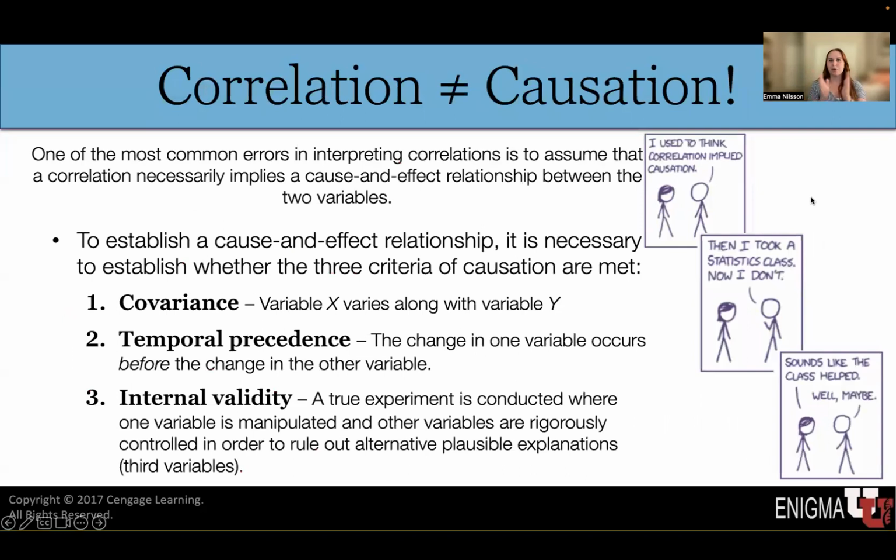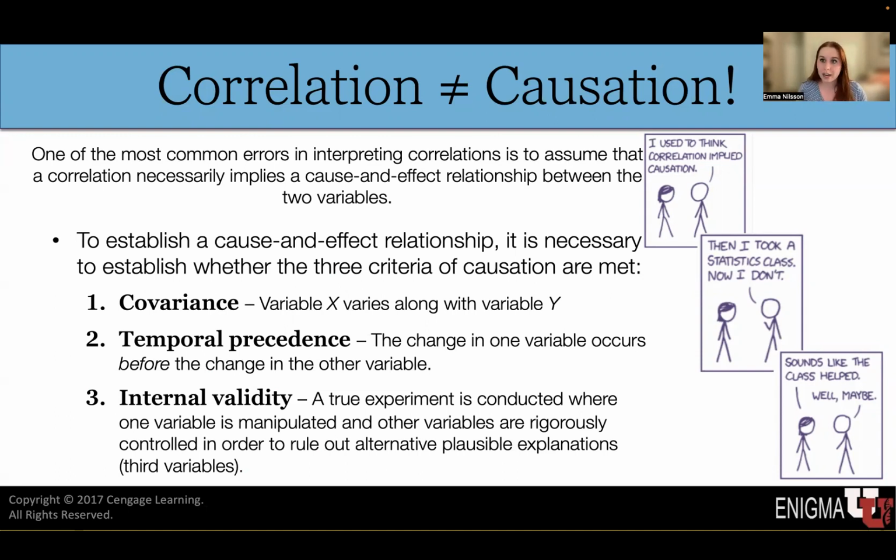The first is that correlation does not equal causation. This is one of the most common errors in interpreting correlation, assuming that a correlation implies that there's a cause and effect relationship between those two variables, which is not the case. Correlation determines whether or not a relationship exists between two variables. Basically, when X moves, does Y move as well? And if so, how? It does not determine causation, which would say Y moves because X moved. It's not the same thing, and we can't use correlation to determine causation.